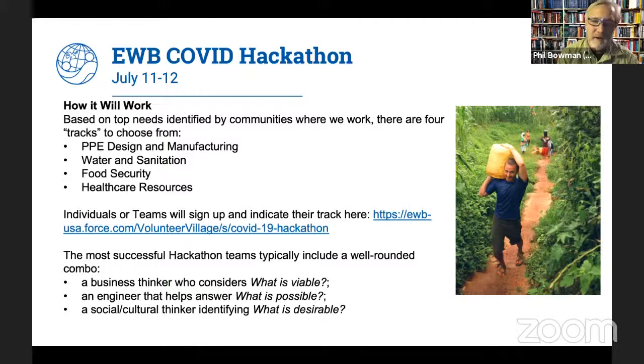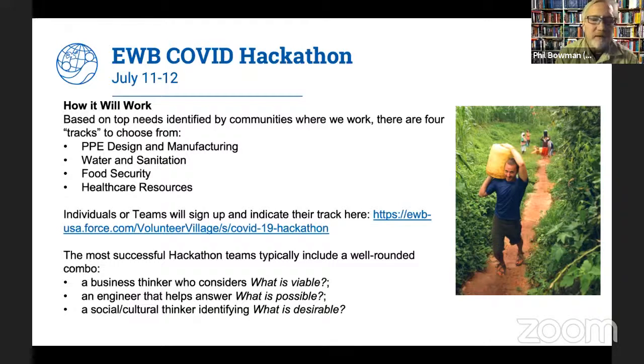What's been a crisis in many places is oxygen concentrators, for example. Some countries have a good infrastructure. Guatemala, for example, has a good industry to provide bottles of oxygen. But in other places, Peru and Nicaragua for example, people are dying by the dozens or hundreds because they don't have access to oxygen, much less ventilators. So there are a few themes that we're looking at trying to encourage teams to work on during this hackathon. It's scheduled for 2 days, July 11th and 12th.